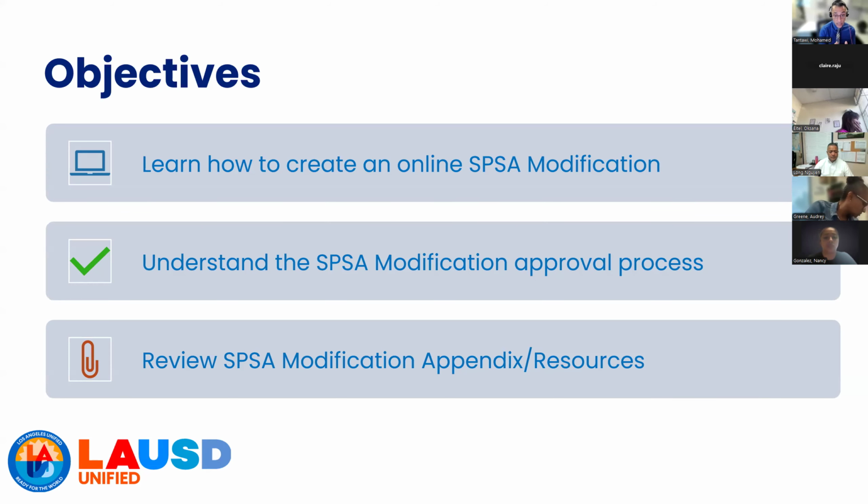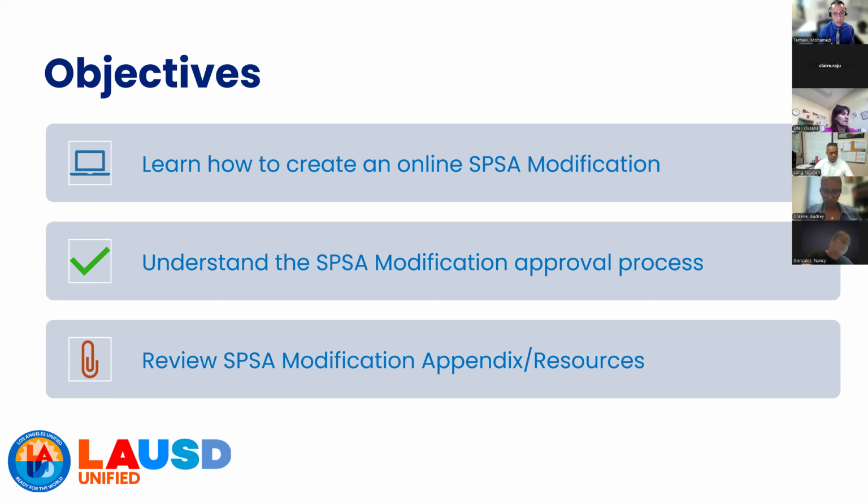There are three main objectives for today's SPSA modification training. Number one, we want you to learn how to create two different kinds of SPSA modifications. One with no budget changes and one with budget changes.